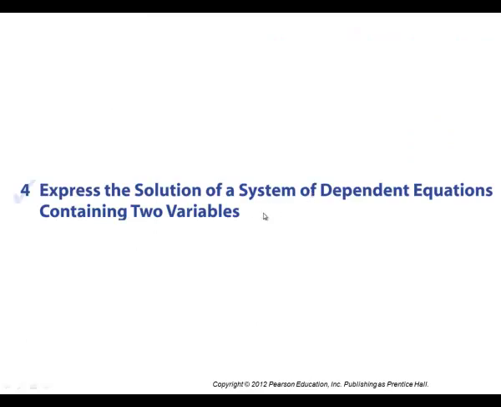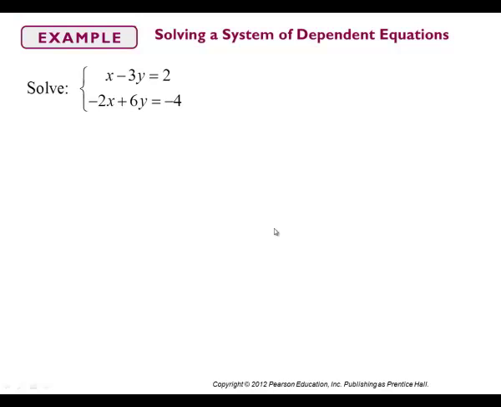Now we want to express the solution of a system of dependent equations containing two variables. Okay, so let's see what happens when we get a dependent system. Again, we're going to go ahead and solve for x because it only has a 1 coefficient for the x. So we apply plus 3y to both sides and then substitute that x into the second equation.